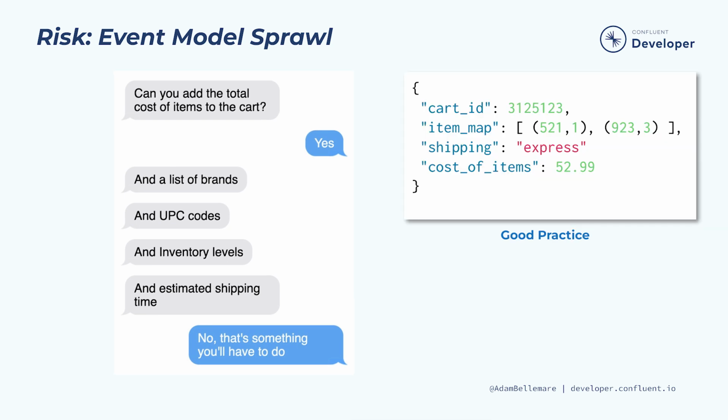In this case, our producer chose to expand the cart fact to include the cost of items, because that data is readily available and the request is easily fulfilled. Meanwhile, UPC codes, inventory levels, and estimated shipping times are not sources of data that the service deals with or owns.